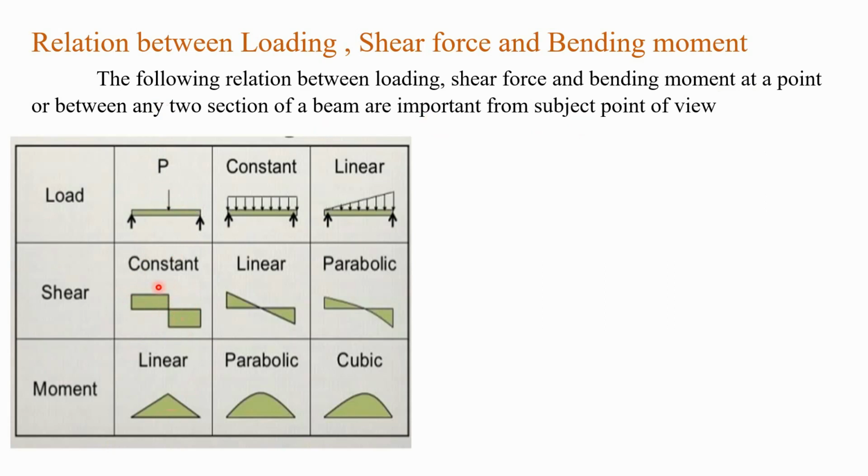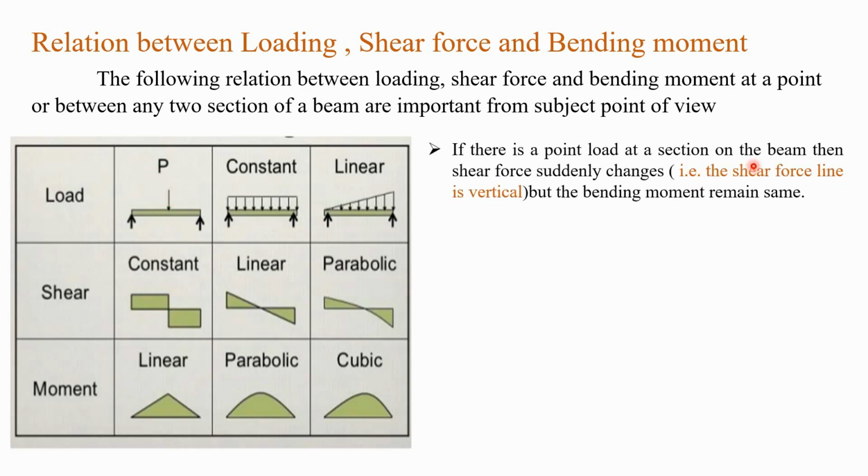So if you get this type of shear force diagram where we get two values of shear force, then it indicates that there is a point load acting at that point. If there is a point load at a section on the beam, then the shear force suddenly changes its sign, that is, the shear force line is vertical, but the bending moment remains the same.